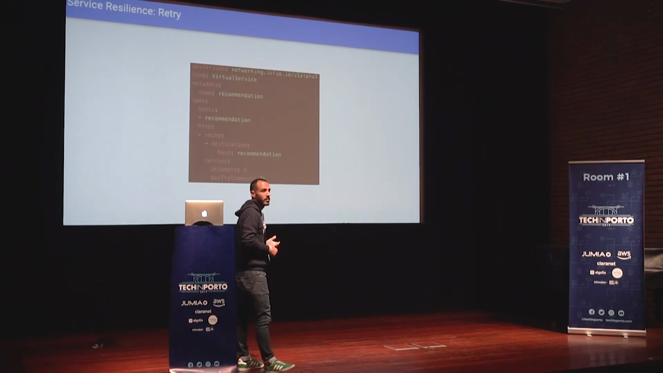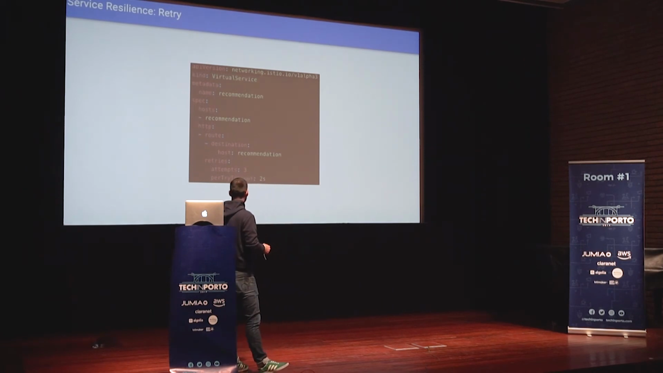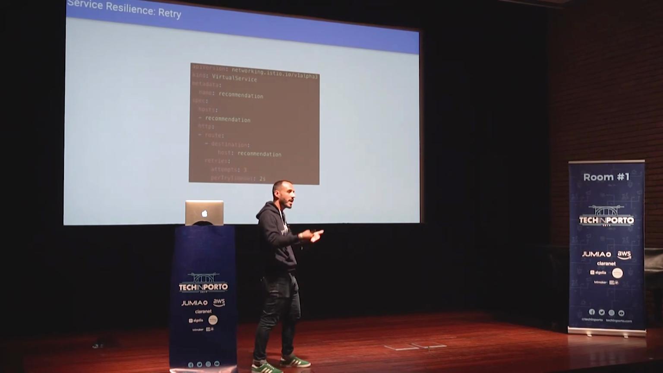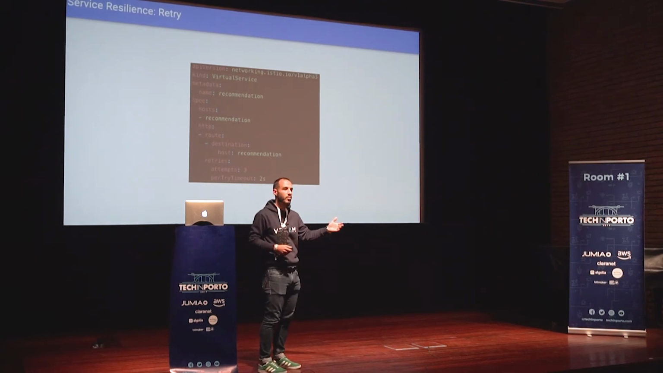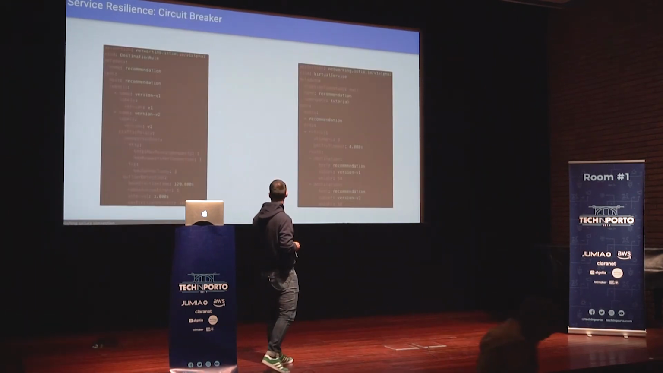Another thing is a retry. We all do this. Here we are connecting to a recommendation system, and we're saying it will retry three times, and between each retry, it will wait for 2 seconds. On the application side, it will be agnostic. It only knows that it's connecting to something, and after X amount of seconds, it will actually fail. So Istio will actually do all of this management for us.